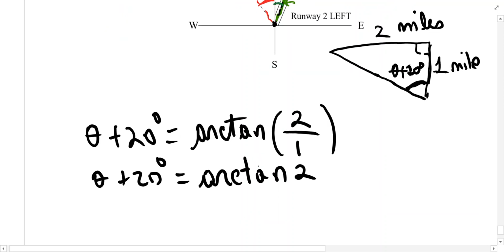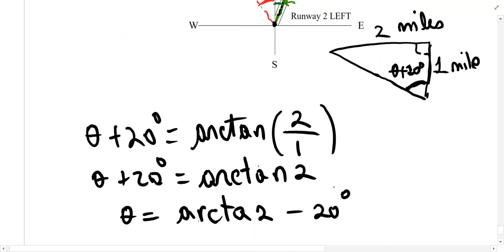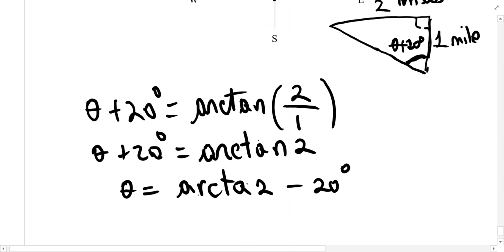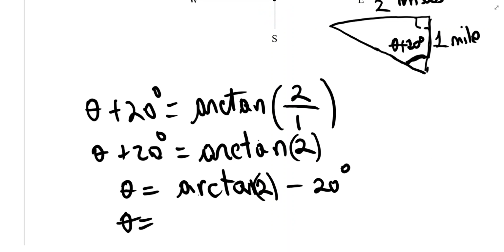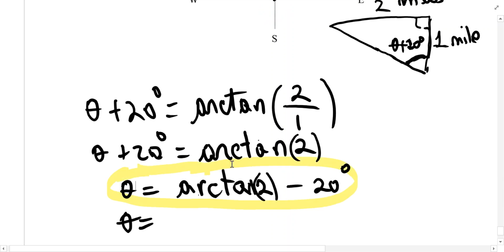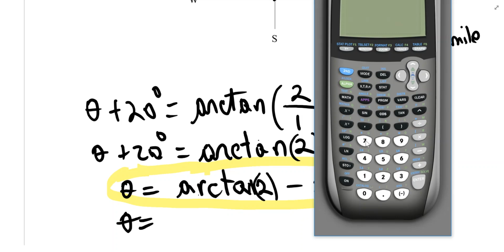And arctan of 2 is just a number, so since we're solving for theta, I'm going to subtract 20. So it's going to be arctan of 2 minus 20 degrees. Alright, so let's put arctan of 2 in the calculator. Again, if this was just an exam, this is what you would leave as the answer, but in the homework you can use a calculator. So you would put in arctan of 2.